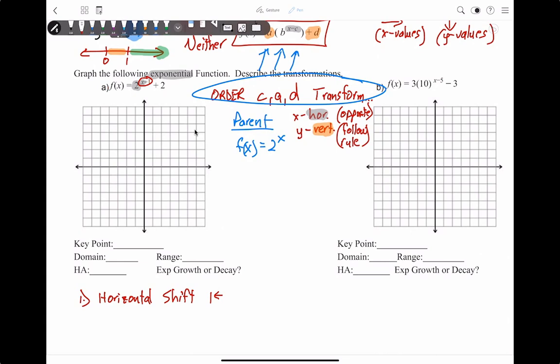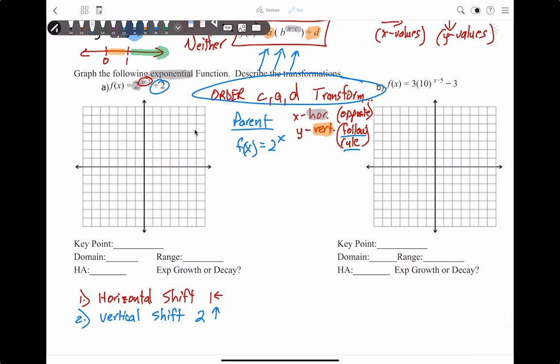So our next one is there's nothing in here in front as far as showing an a coefficient. So we're going to go straight to the plus 2. Okay, so our second transformation is a vertical because it's with the y. It's going to be a shift because it's adding or subtracting. And we're going to follow the rule by saying it's 2 units up. Okay, so those are my 2 transformations.